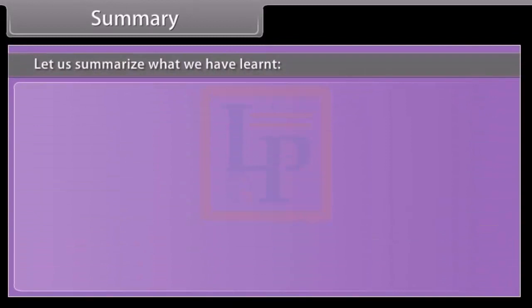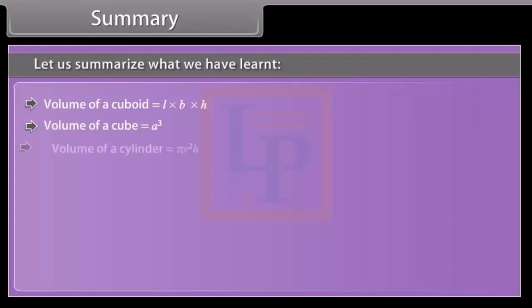Summary. Let us summarize what we have learned. Volume of a cuboid is equal to L into B into H. Volume of a cube is equal to a³. Volume of a cylinder is equal to pi r² h. Volume of a cone is equal to 1 upon 3 pi r² h.